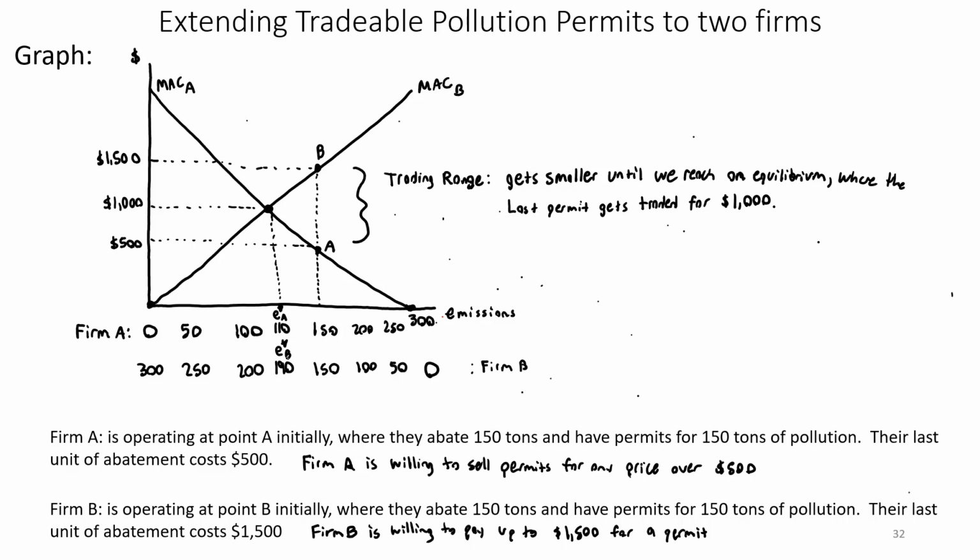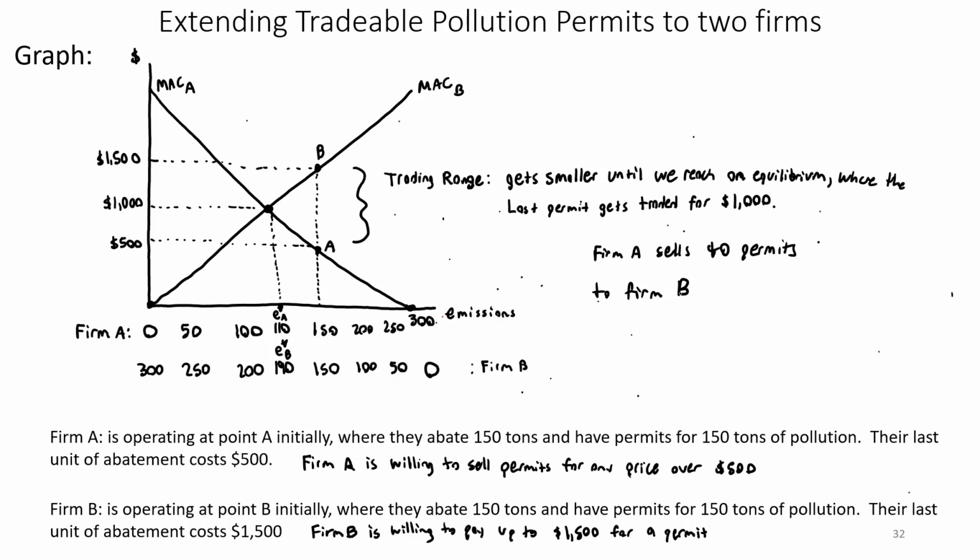So how do we get there? Well, because firm A is going to sell 40 permits to firm B. And right now I'm just giving you these numbers so you can see how the story works, and then we'll go through how to calculate these numbers later.